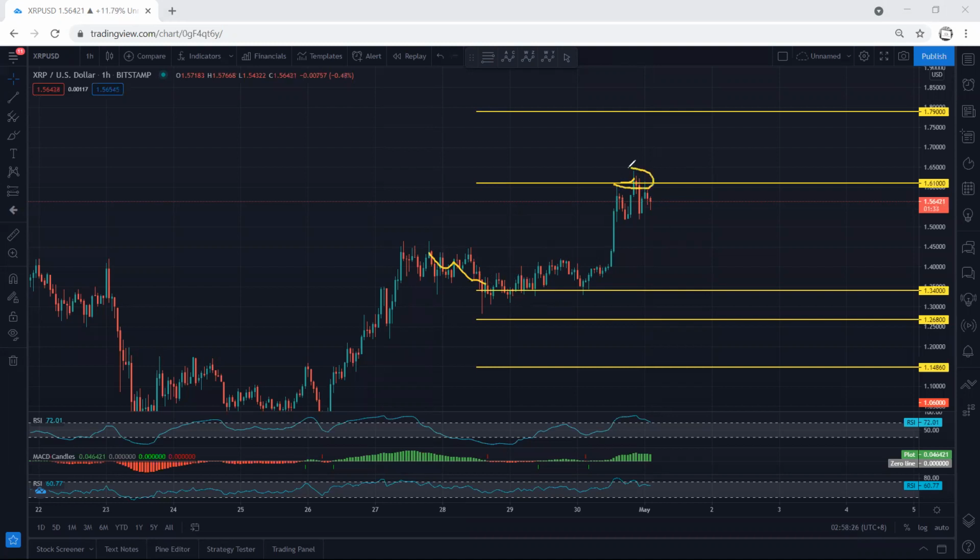This is the first target we have been looking for, 1.61. As we can see, the price sharply took it after the up move, but it couldn't break. And now we want to see what's next.